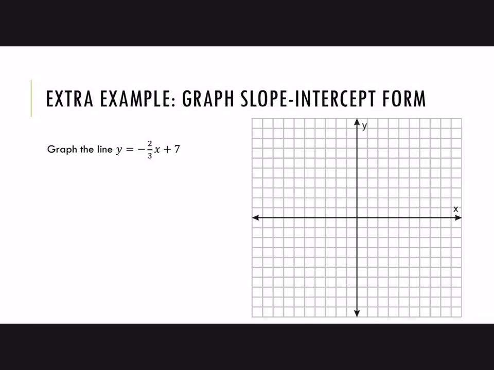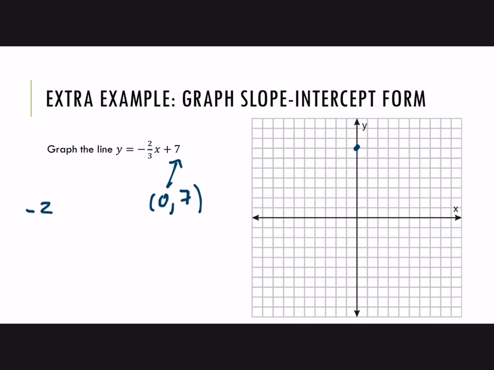All right, let's try another one. Graph y equals negative 2/3 x plus 7. So start at the y-intercept, which is 7, the point (0, 7). And then the slope is negative 2/3.